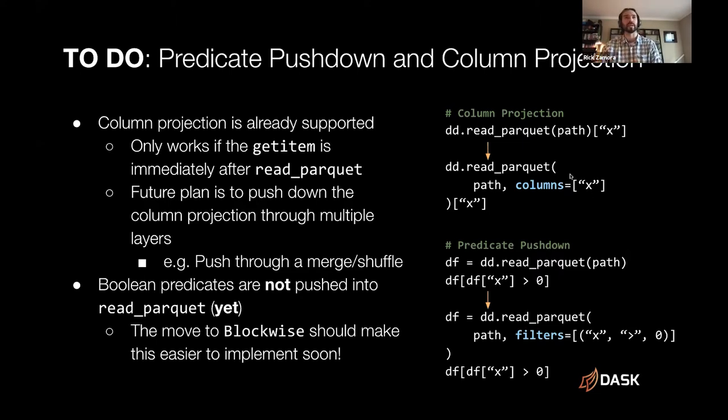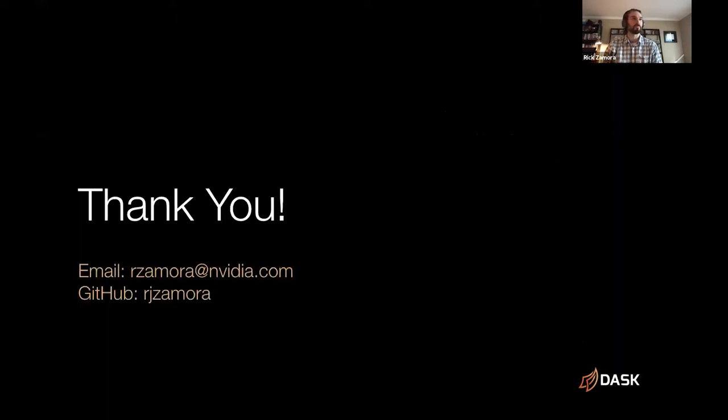So I call that multi-layer column projection. Also, there's predicate pushdown. This is not available yet in any form, but there's no reason it can't be. The idea is, let's say you read parquet and you specify some filters. There's no reason that those predicates can't be pushed down into the filters argument in read_parquet. This is something that I'm in the process of looking into, and I'm happy to get feedback and hear from other people interested. And so with that, I'll just say thank you.